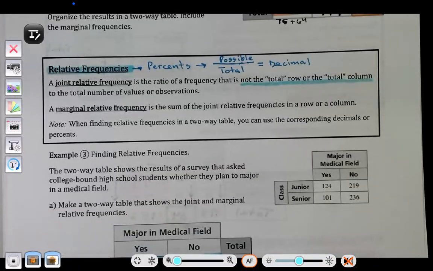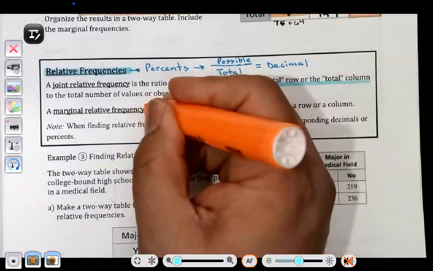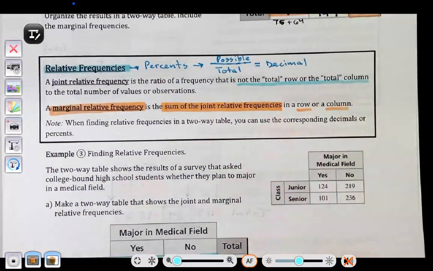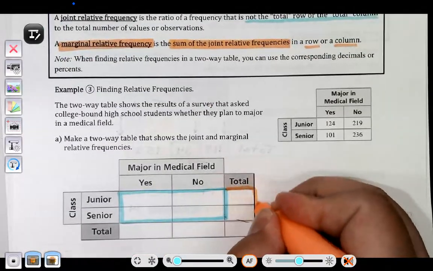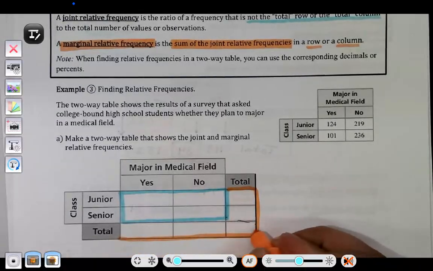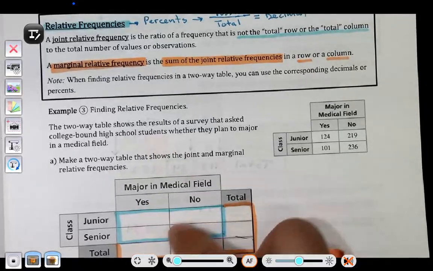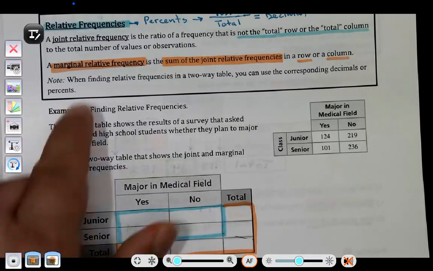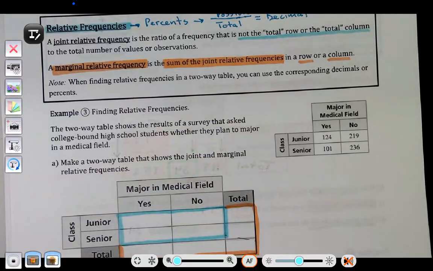Marginal relative frequency, well, it is the sum of the joint relative frequencies, which means I'm just going to add again. That's really all I'm doing for a row or for a column, because when we do marginal, that just means this. This is marginal out here, the outskirts, the outside. So this is marginal. This has always been joint. It was the same thing earlier. It is now as well. Now the last little thing it says, when finding relative frequencies in a two-way table, you can use the corresponding decimals or percent. So it's going to be one or the other.